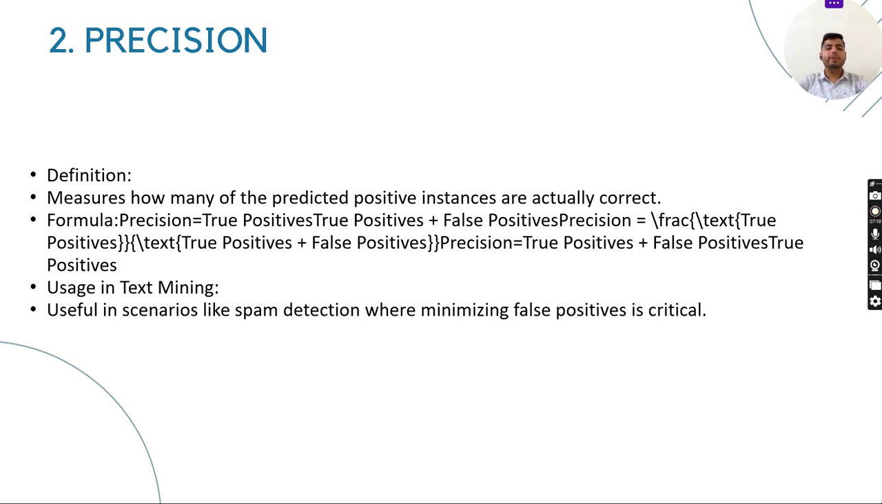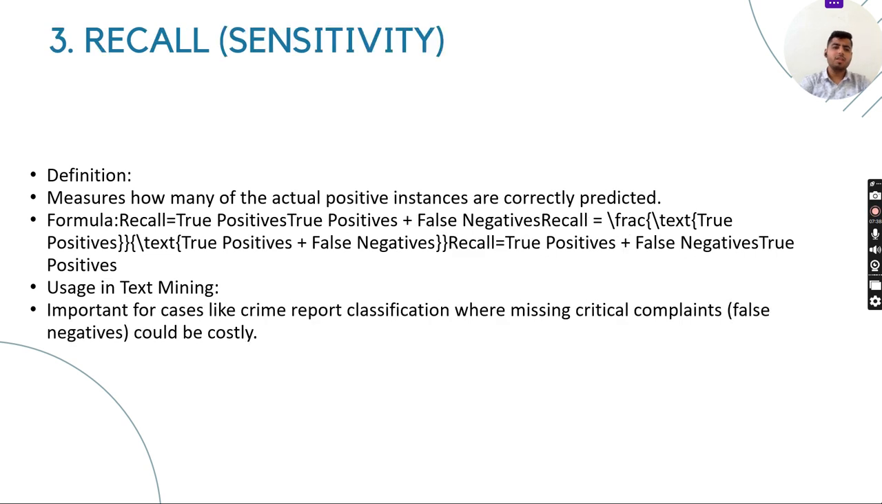Next is precision. Definition: measures how many of the predicted positive instances are actually correct. It tells about the accuracy of positive results. This is the formula of precision. And the usage in text mining: useful in scenarios like spam detection where minimizing false positives is critical.